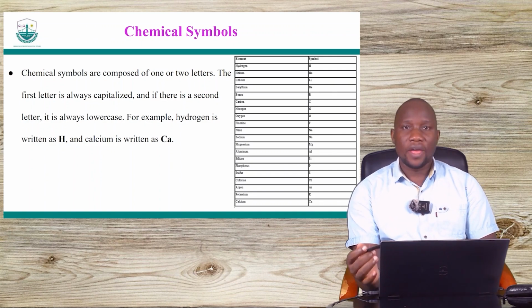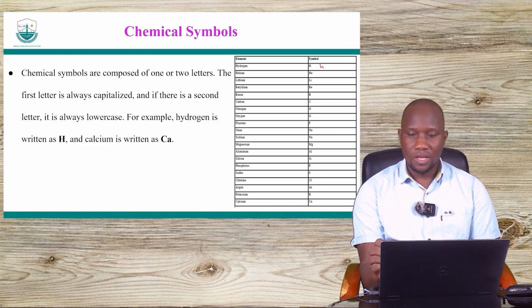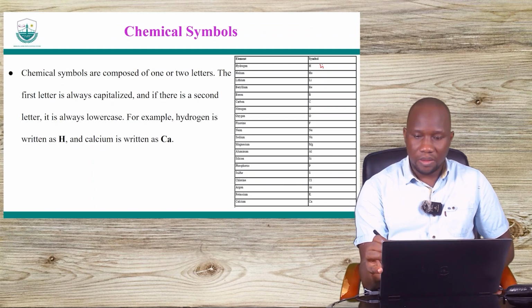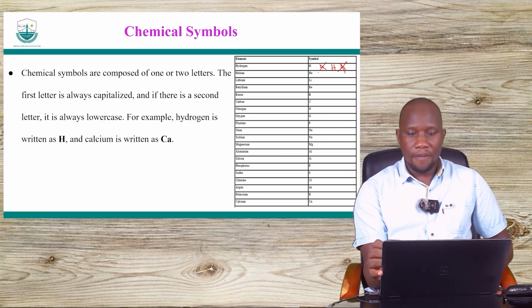Hydrogen is capital H. That's a rule. If you write a small h, no, that's wrong. It has to be a clear capital H, not a small one. And then we have elements that have two letters representing them, okay?